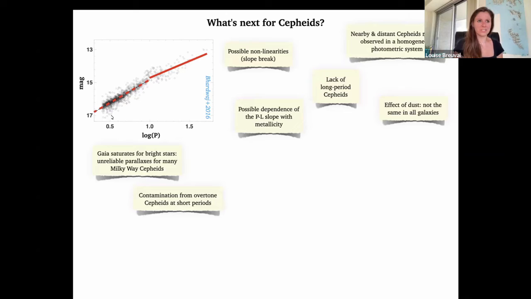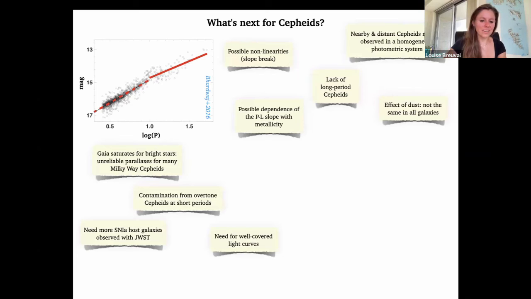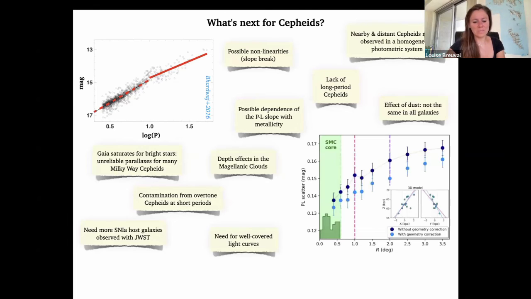They're another family of stars, of Cepheids that pulsate differently, and we really want to get rid of them to avoid any contamination. It's better to have well-covered light curves, but again, that requires a lot of telescope time. We need to observe more supernovae host galaxies with JWST to complete the sample.